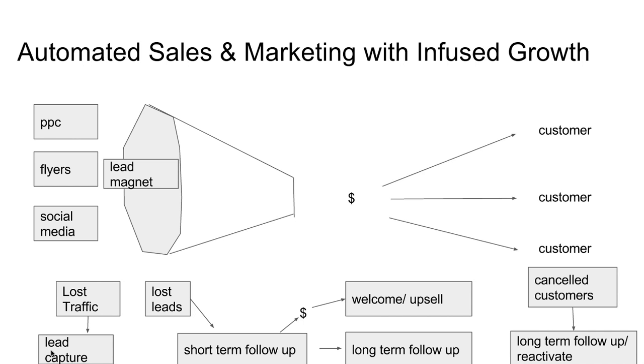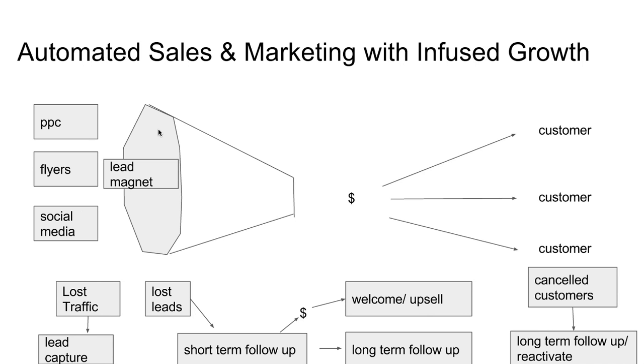So this would be a set of scheduled out educational short-term nurture that we're going to capture their information through this lead magnet. So they would give us their name, their address, their phone number, their email right here in the lead capture. Instead of the lost traffic, we're capturing it with this lead capture here, and that would be the magnet in here.